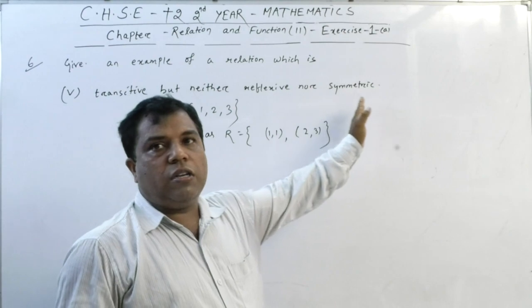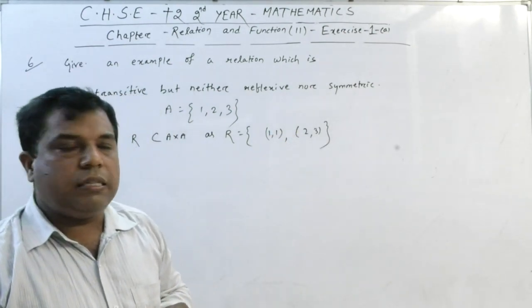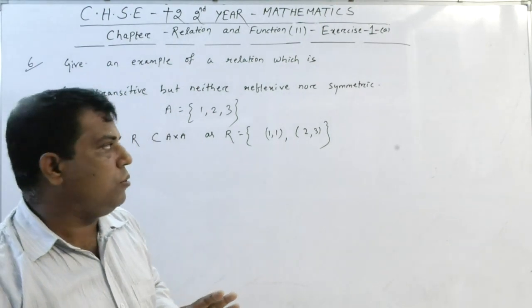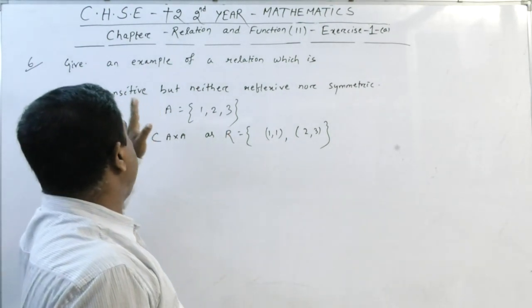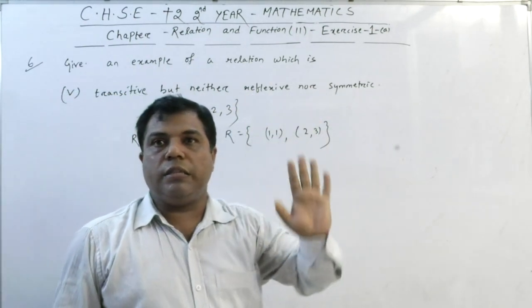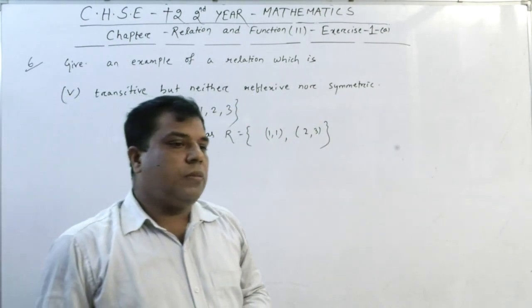Okay, it is not symmetric also. You can write it in other way also. You can write with a single pair also. So this relation is transitive, but it is not reflexive. It is not symmetric. Clear, my dear students?